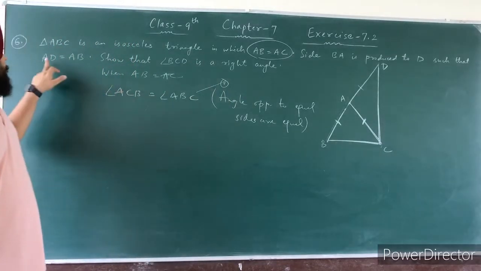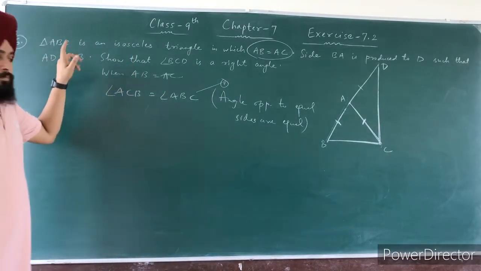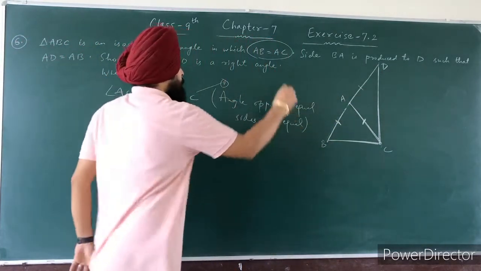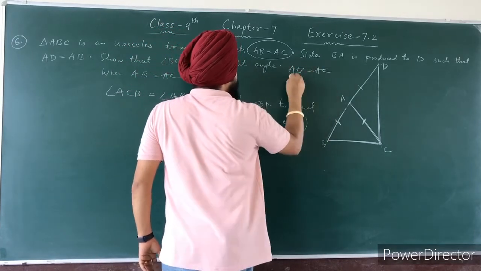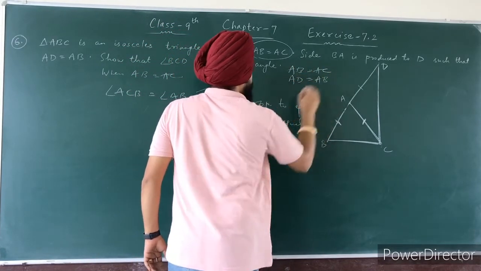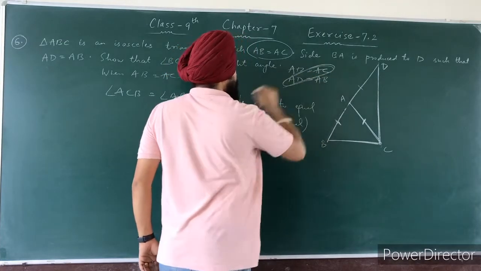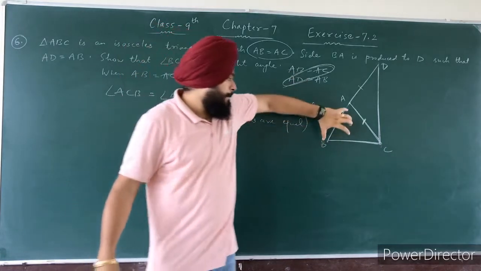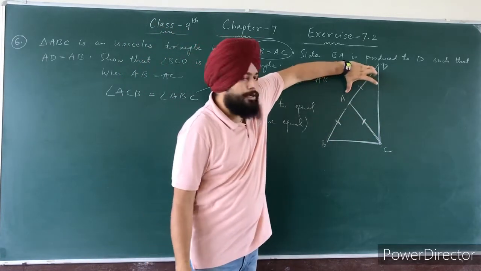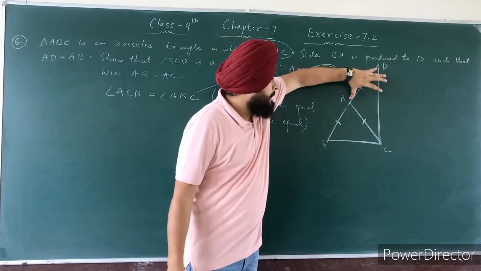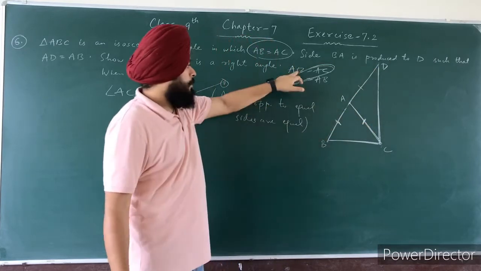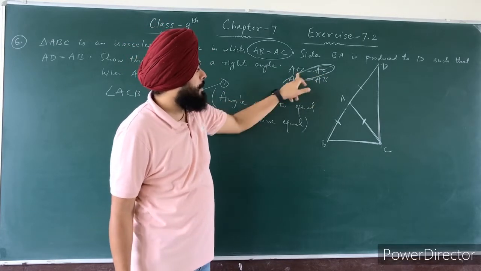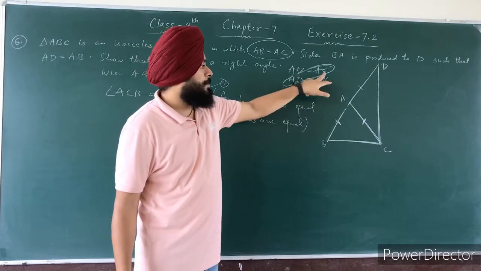Now second, AD is equal to AB. And one thing more, if AB is equal to AC and AD is equal to AB, then AD and AC are also equal from these two conditions. अगर AB AC से equal है और AB AD से equal है, then you can say AD is also equal to AC. AB is coming in both equations, so AD is equal to AC also.